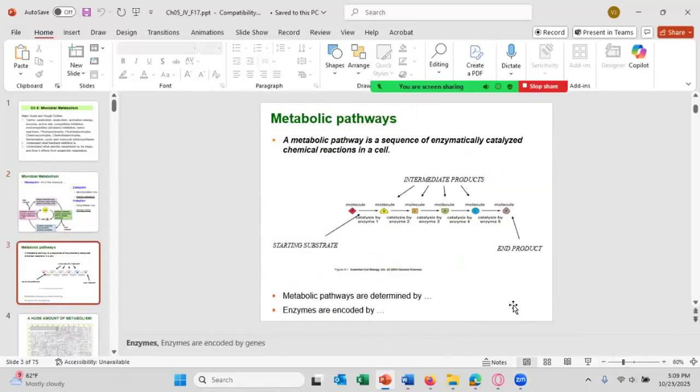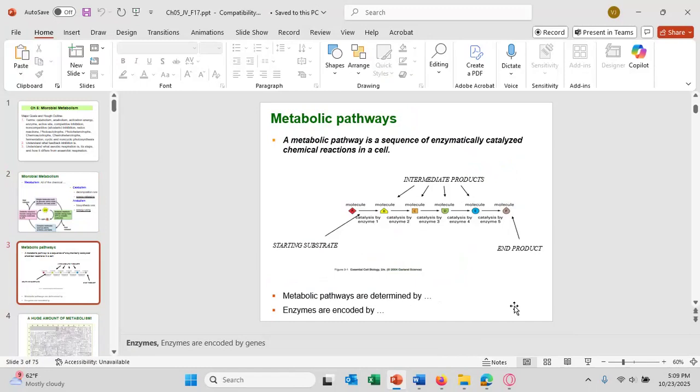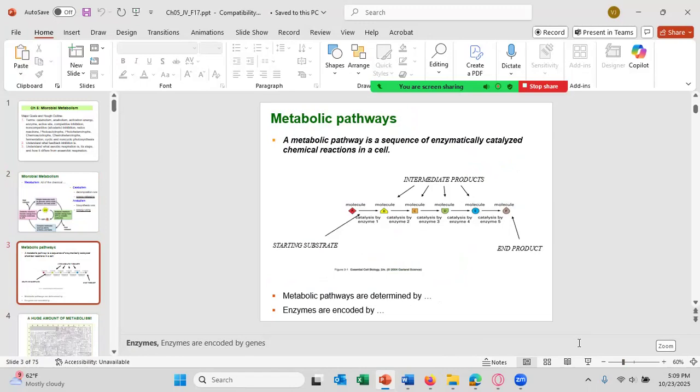All right. Metabolic pathways are pathways of chemical reactions, one after the other, that are all enzymatically catalyzed by an enzyme. Let me blow this up. Actually, let's blow it up totally.